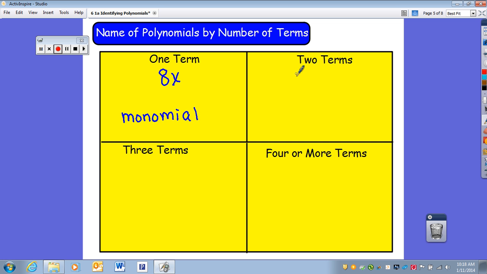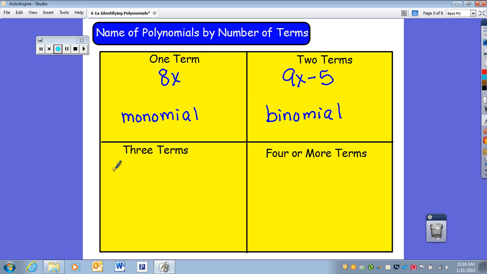2 terms. 2 terms that are joined by addition or subtraction. So we have 2 separate units joined by subtraction. 2 terms is a binomial.